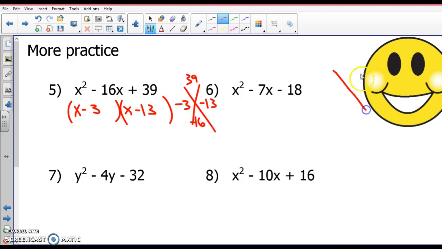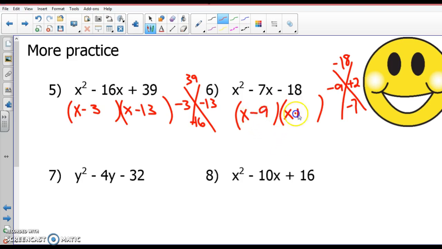Okay, now, this one. How does x squared factor? We need factors that multiply to negative 18 and add to negative 7. Negative 9 and positive 2. So x minus 9, x plus 2.